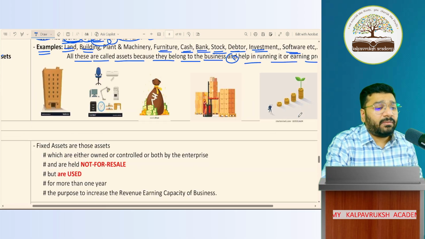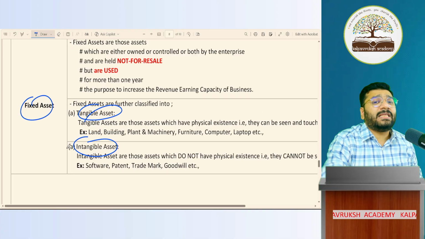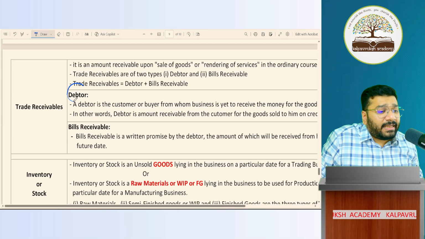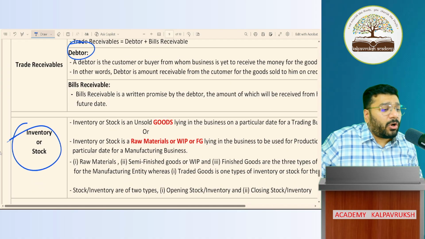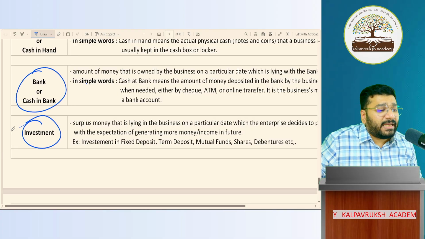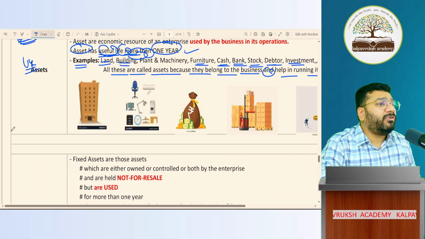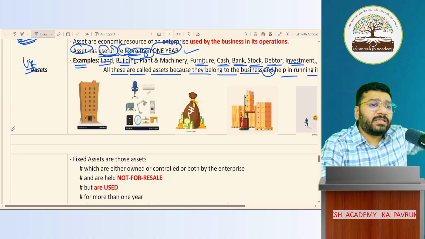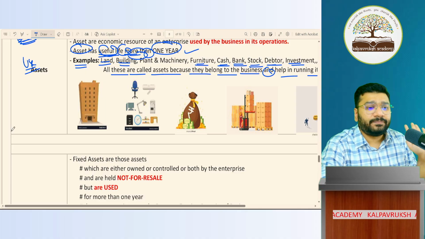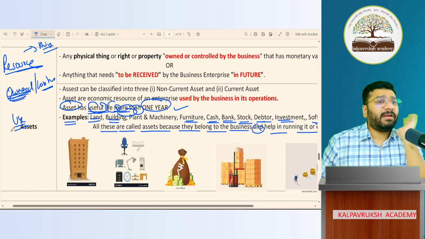Now, each and every item I have to discuss one by one. What is a fixed asset? In that, what is tangible? What is intangible? I'll discuss. What is a debtor? I'll discuss. What is inventory stock? I will discuss. What is cash balance, bank balance? I'll discuss. What is investment? I'll discuss. Whatever examples I gave above, everything one by one I have to discuss. Okay? If you're ready, I'll discuss. One by one I'll discuss all of them.